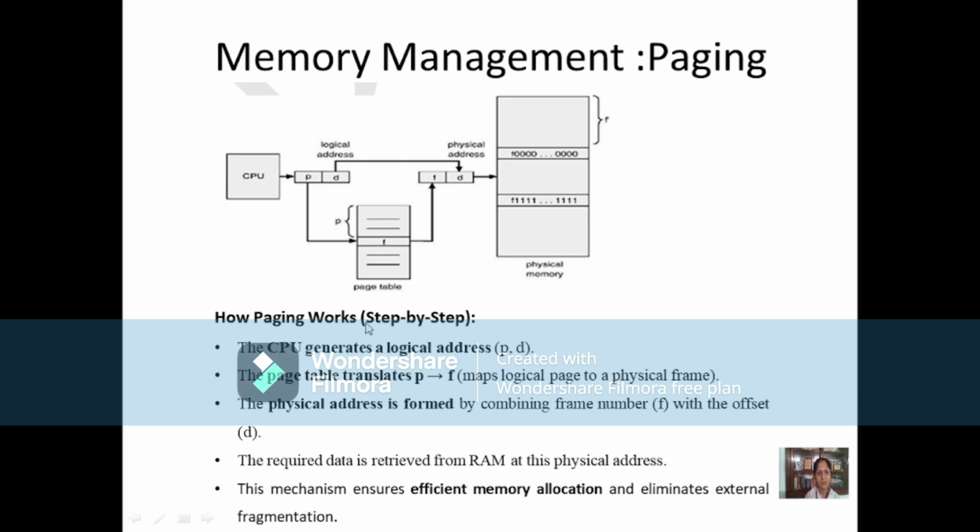Let us see how paging works step by step. For the first time, CPU generates the logical address with P and D. Page table translates the page to the frame, also known as mapping logical page to physical page. Now, the physical address is formed by combining the frame number F and the offset D. The required data is retrieved from the RAM at this particular physical address. And this paging mechanism ensures efficient memory allocation, and it also eliminates external fragmentation.